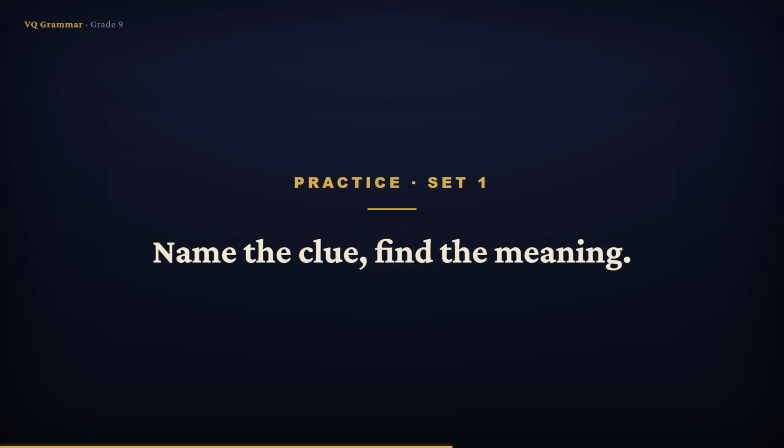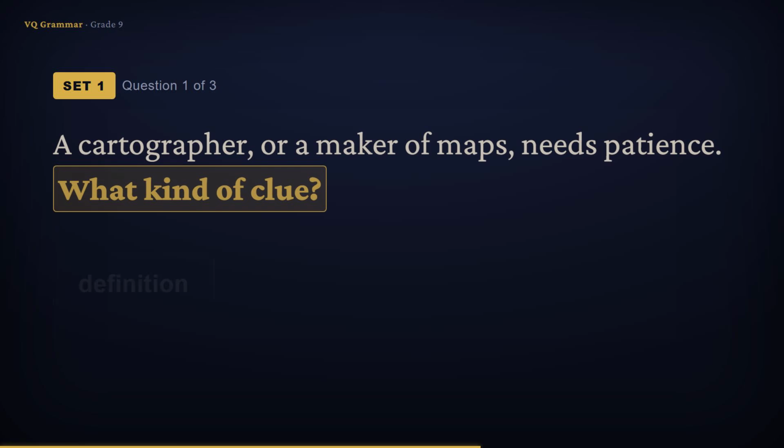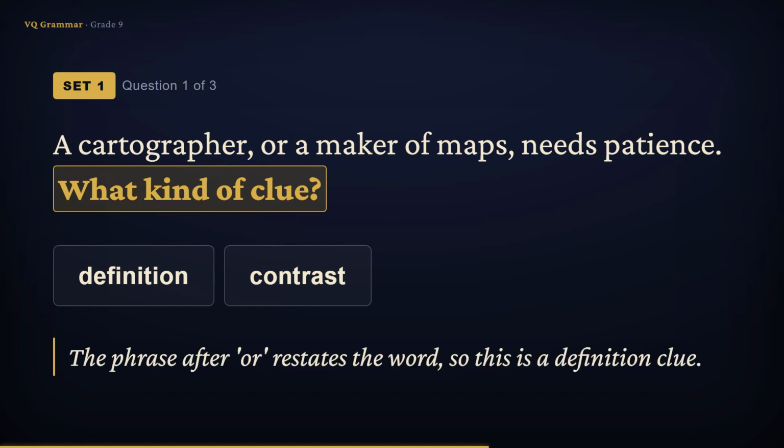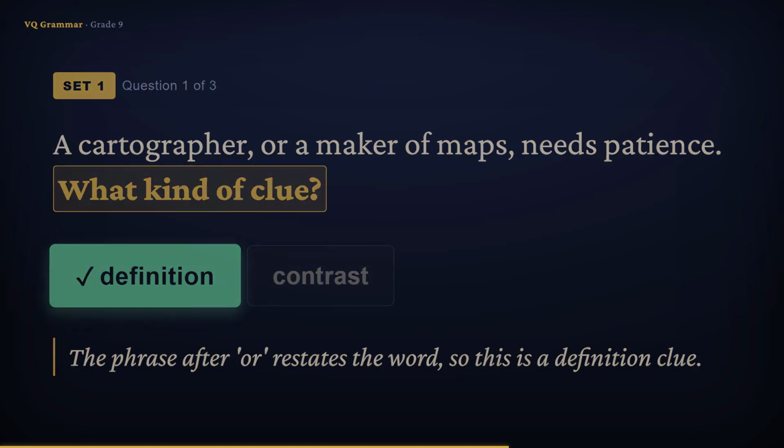Time to practice. In this first set, I'll read you a sentence with an unfamiliar word, and you decide what kind of context clue is at work, or what the word must mean. Look for the signal words. Pause the video and choose before I reveal each answer. A cartographer, or a maker of maps, needs patience. What kind of context clue is that? The little word or introduces a restatement, a maker of maps, that defines the term for us. So this is a definition clue.